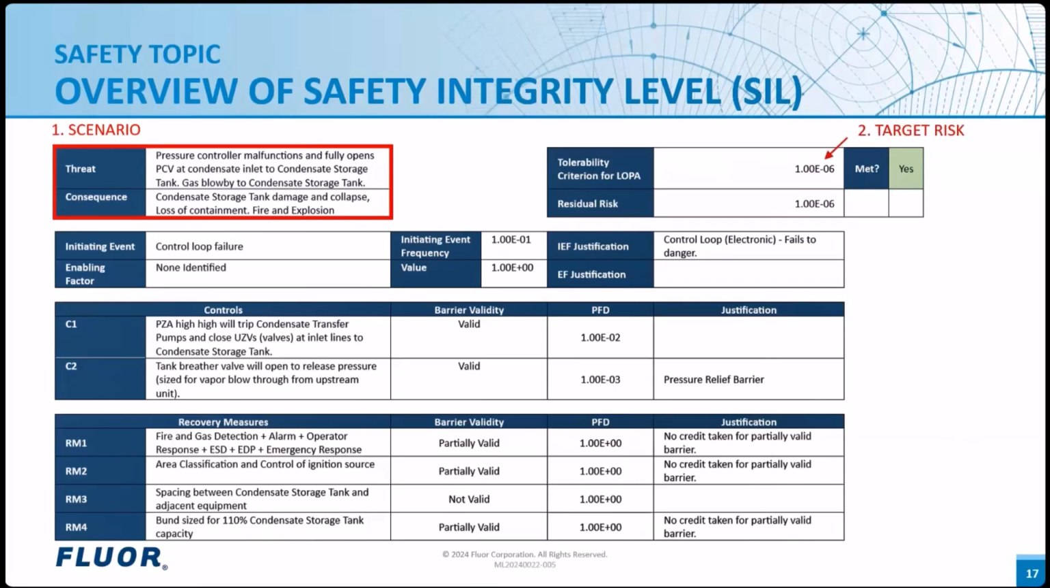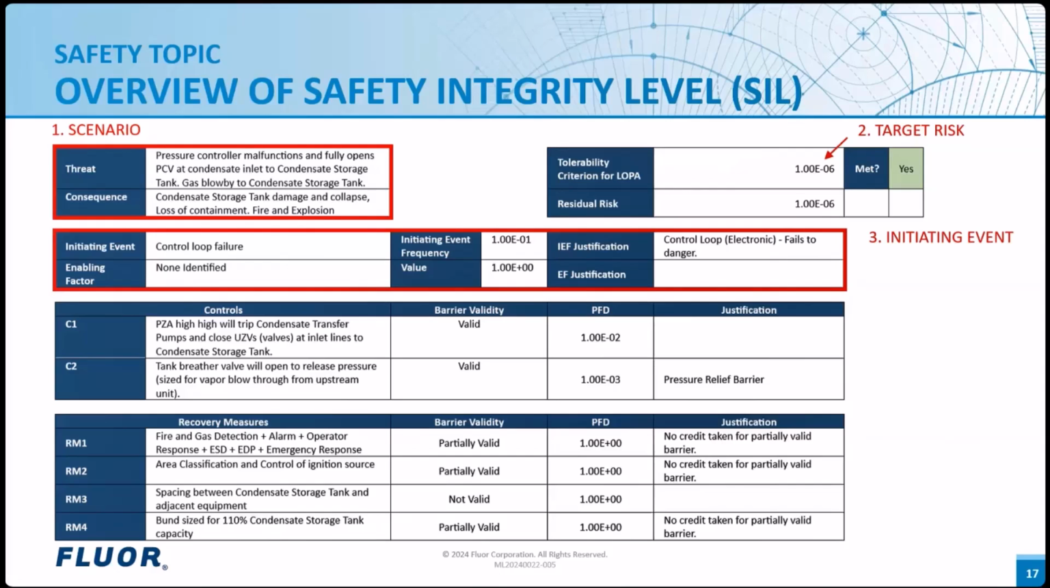Once the consequences are understood, the target risk can be selected based on the company's tolerability criteria. For this example, the target risk was determined to be 1 × 10⁻⁶, or once every 1 million years. Initiating events, which could lead to the hazardous event, must be identified. Ideally, this is done prior to LOPA during a PHA study.